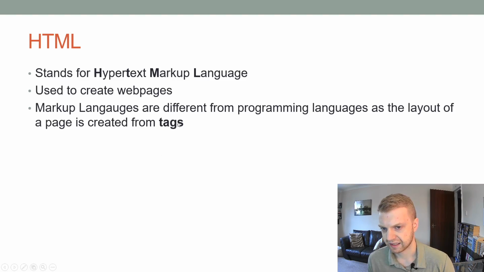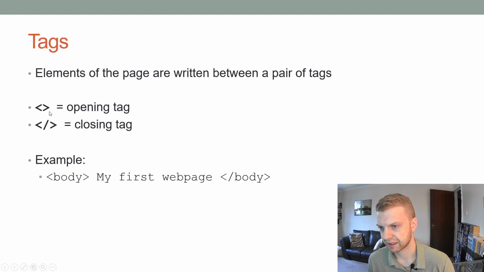And we use tags as opposed to code. So a tag looks like this. It has the two little arrows, and then the closing tag has a forward slash. So an example would be, here's the body tag. We've got body here, and then another one here, and the only difference is there is a slash there.